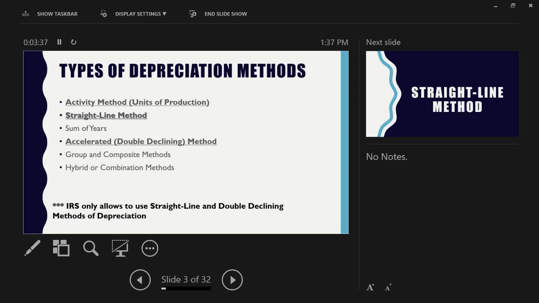However, there are ways that you can calculate it just for the purpose of creating your financial statements. If you want to create your financial statements based on a certain form that requires you to do other calculations, then yes, you are able to do that. But if you are trying to just be safe, the safest ones are going to be straight line and double declining.